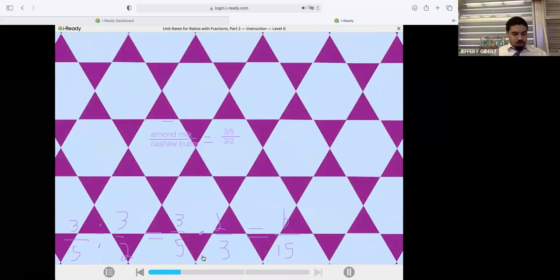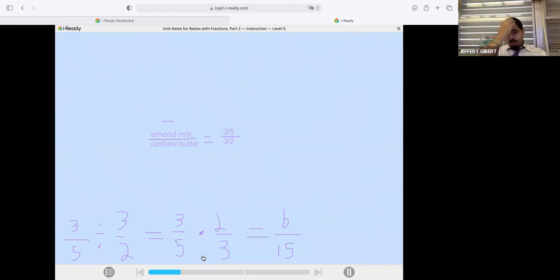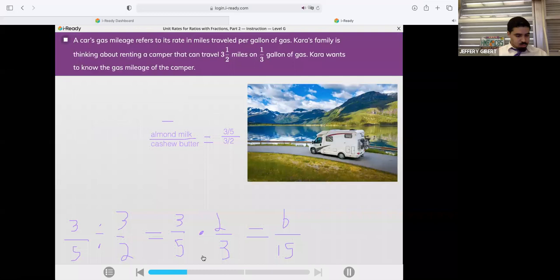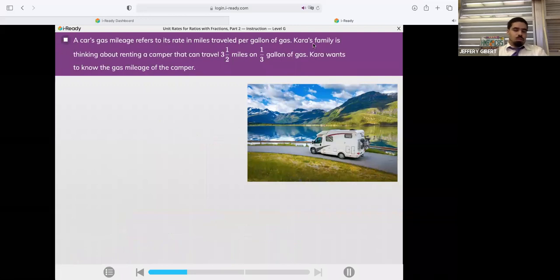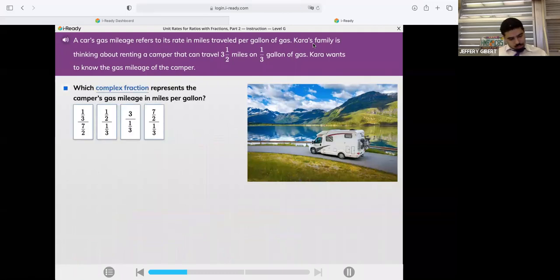All right, so we're entering the second section. I'm going to do the first one, then I'll call on people for help. A car's gas mileage refers to its rate in miles traveled per gallon of gas. Kara's family is thinking about renting a camper that can travel 3 1/2 miles on 1/3 gallon of gas. Kara wants to know the gas mileage of the camper. You can use division to find the unit rate. Which complex fraction represents the camper's gas mileage in miles per gallon?